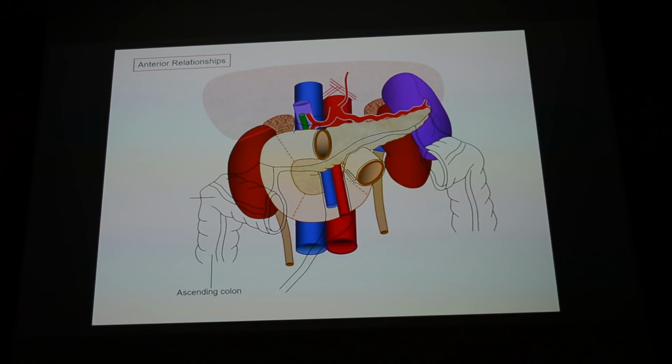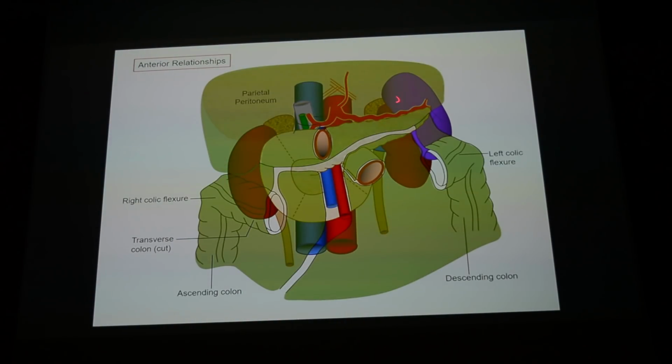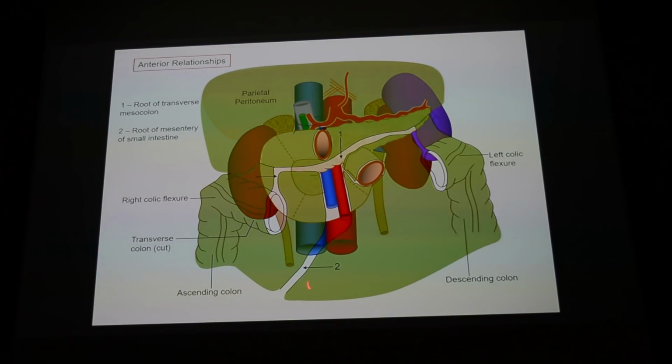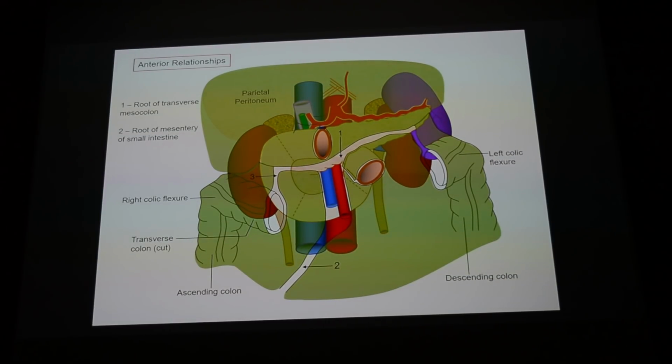These are the structures related anteriorly to the pancreas. You can see that on the sides we have the kidney, suprarenal, spleen, and behind we have these big vessels. Anteriorly we can see the transverse colon, which is shown cut in front of you. This is how the parietal peritoneum covers them all. These are the detached parts. This is the mesentery, number 2 is the root of the mesentery, and number 1 is the transverse mesocolon.